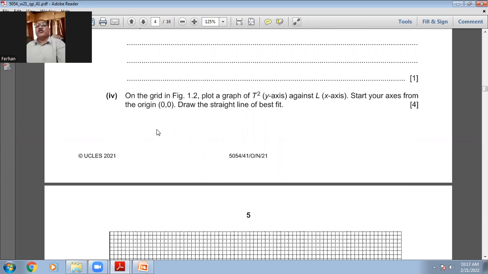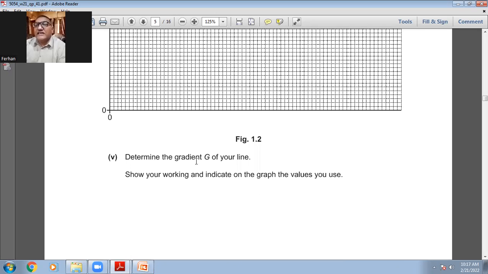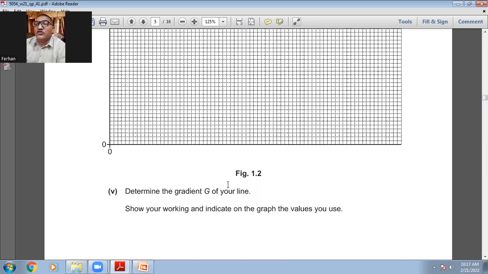Start your axis from the origin 0, 0. Draw the straight line of best fit. So we have that table. On the x-axis we will represent the L, and on the y-axis we will represent t square. So this is that grid given to us, and then it says determine the gradient g of your line, show your working, and indicate on the graph the values you use.